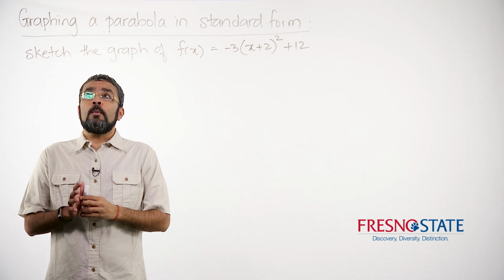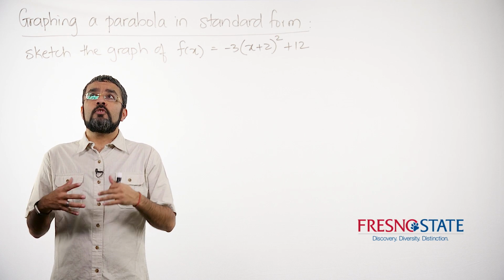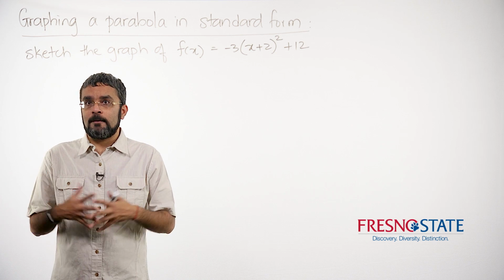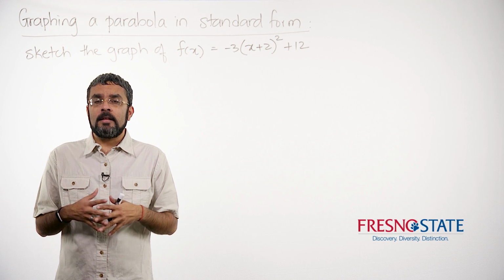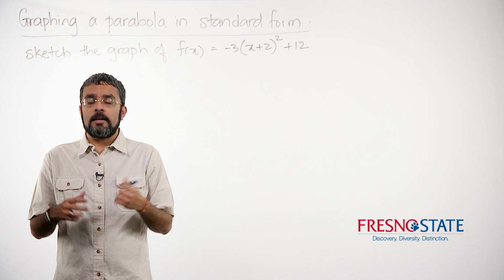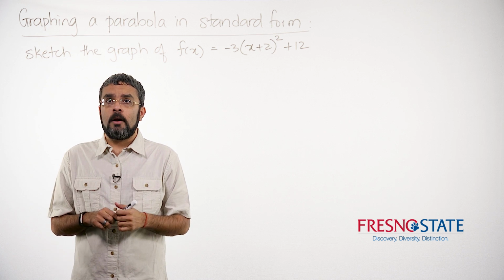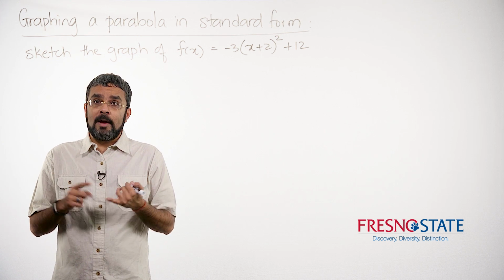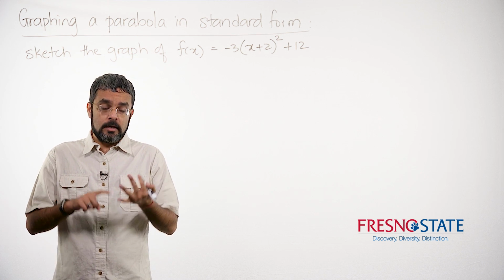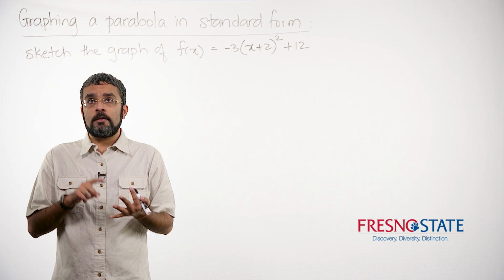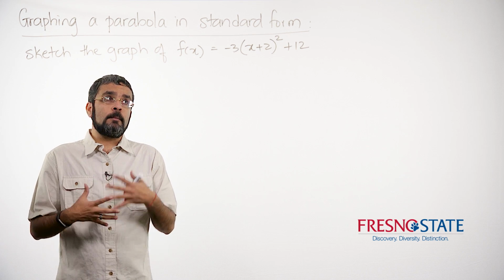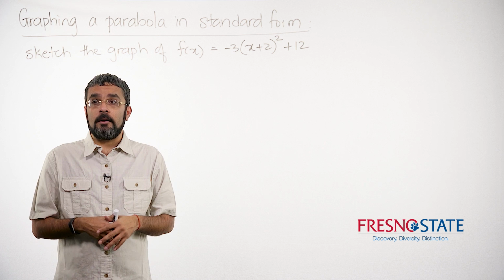Okay, so what we're going to do in this video is try to graph a parabola that is given in standard form. With graphing, there are certain things we need to know. For example, we need to know the end behavior of the function. In the case of a parabola, we need to find the vertex. We also need to find the x- and y-intercepts. All of this information will help us graph the parabola better, okay?